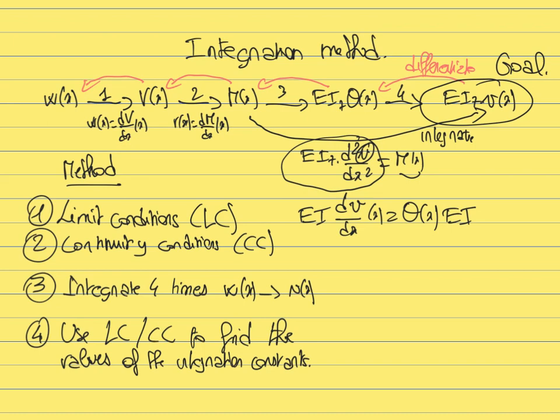Once you have this, by integrating 4 times the distributed load, you will have all you need. You will have the internal shear V, the internal moment, the slope, and eventually the deflection V, which tells you the lateral deformation of the beam subjected to bending. So this is the method that we are going to use to calculate the deflection, the actual deformation of the beam that is subjected to bending.